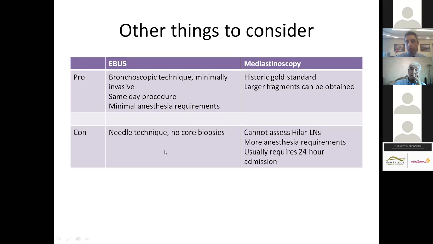It has been proven without a doubt that it's very performant in lung cancer, where you can get the diagnosis, you can get markers, PD-L1, EGFR, ALK, and everything. But maybe if you're thinking lymphoma, maybe you need bigger chunks, and maybe mediastinoscopy in that specific subtype might be more performant. But in general, EBUS does really, really well in lung cancer. Mediastinoscopy has always been considered the historic gold standard, and it can give you larger fragments. However, as we said, it cannot get to the hilar lymph nodes. You need more anesthesia. Usually it's general anesthesia, and they usually require 24-hour admission to the hospital.